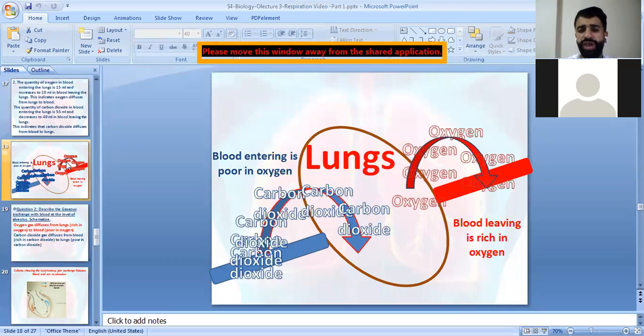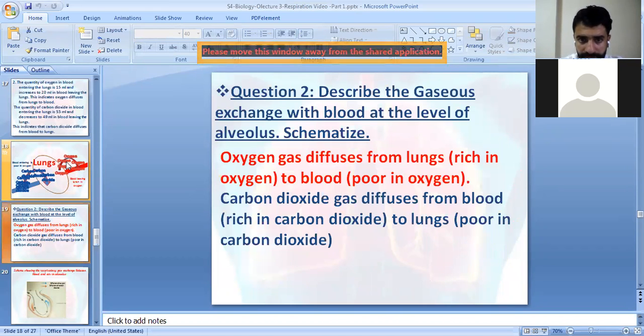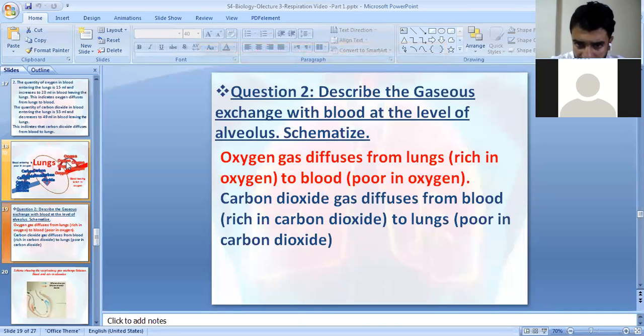So the blood entering is poor in oxygen, while the blood leaving is going to be rich in oxygen. So blood entering the lungs is poor in oxygen, while blood leaving the lungs is going to be rich in oxygen.